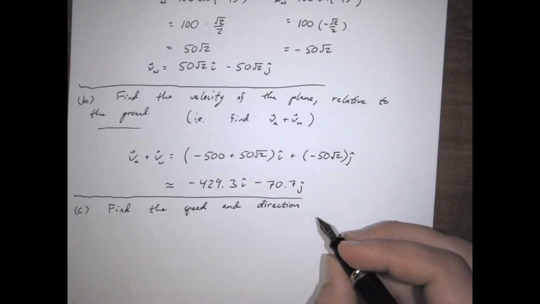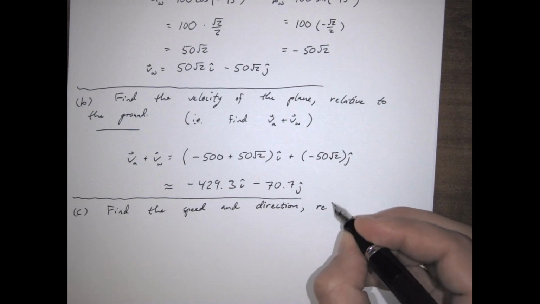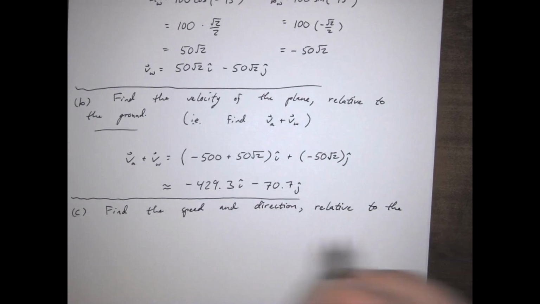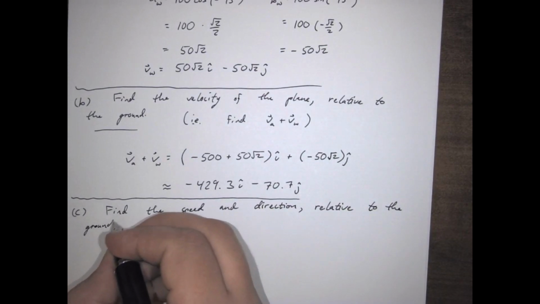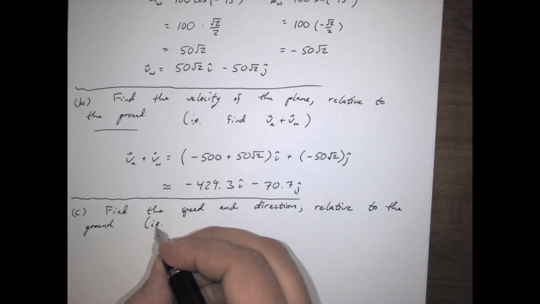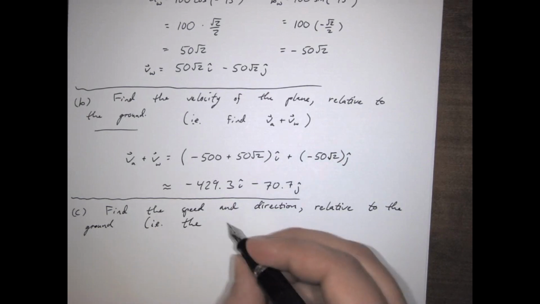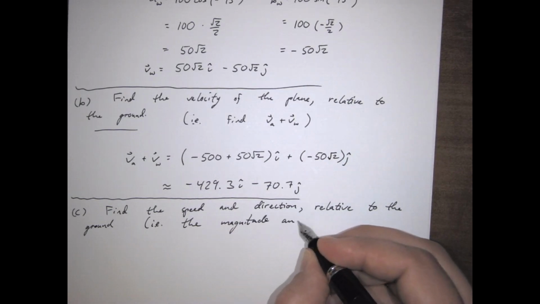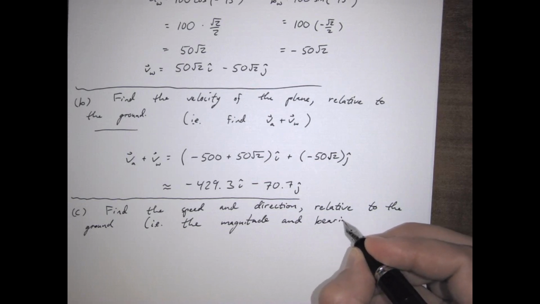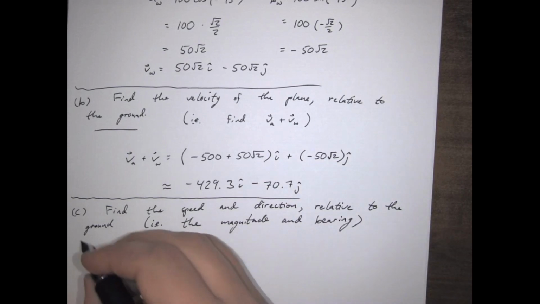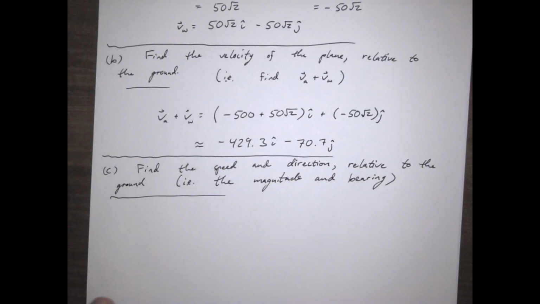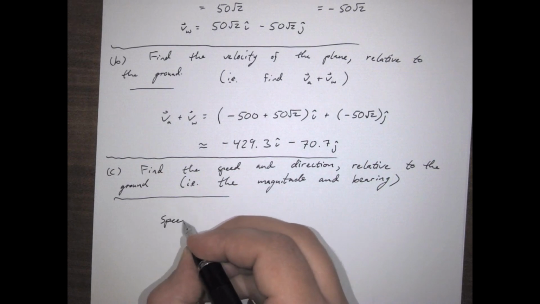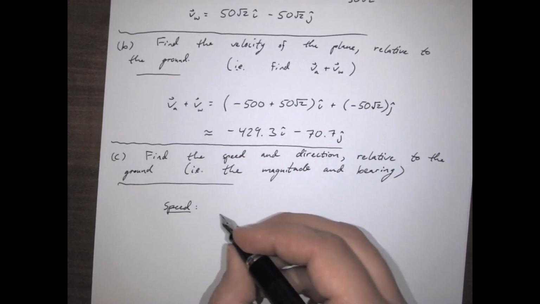Speed and direction relative to the ground, i.e., the magnitude and the bearing. Okay. So the speed. So this is the magnitude.